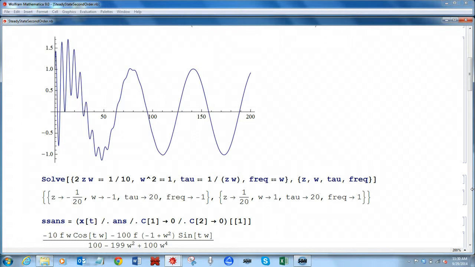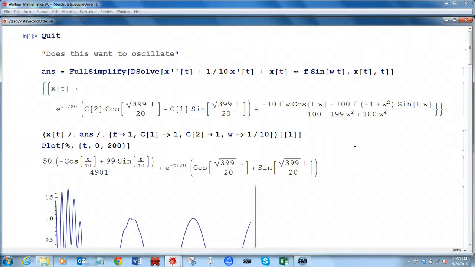All right, so the differential equation was x double dot plus 1/10 x dot plus 1x equals f times the sine of omega t. Okay, so this right here is my input. I'll call it Q. That's my input. What's the transfer function?